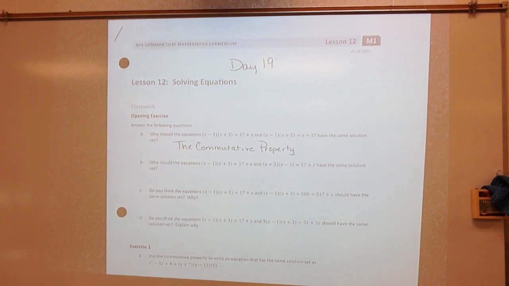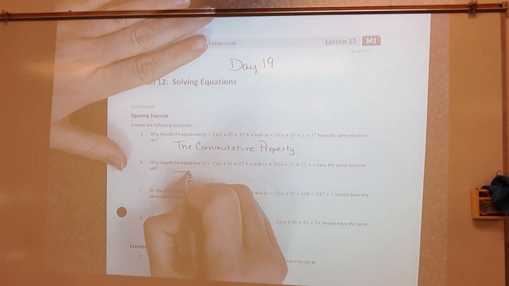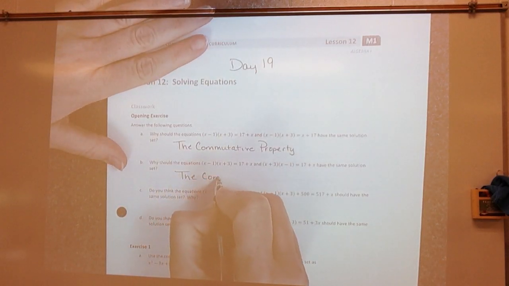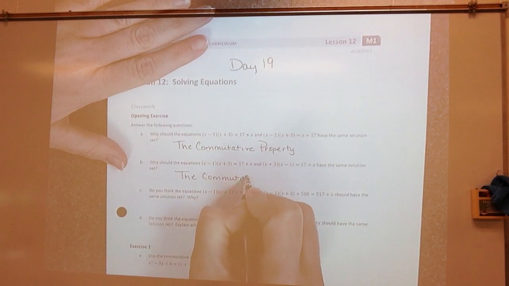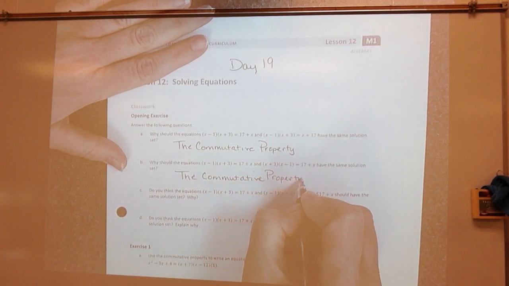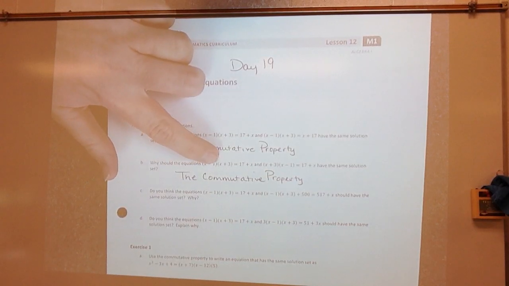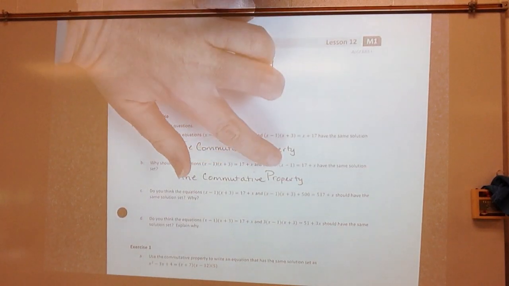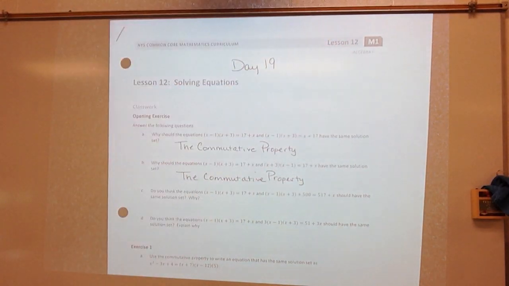Why should the equation (x − 1)(x + 3) = 17 + x, and (x + 3)(x − 1) = 17 + x have the same solution set? Once again, the commutative property. (x − 1)(x + 3) is the same as (x + 3)(x − 1).